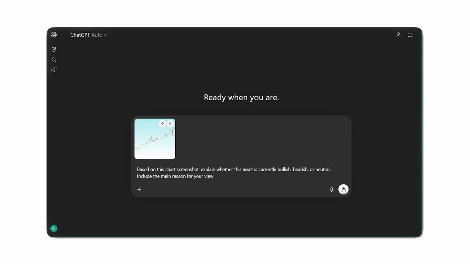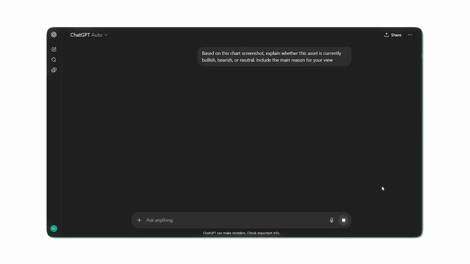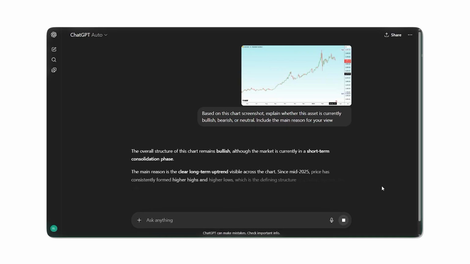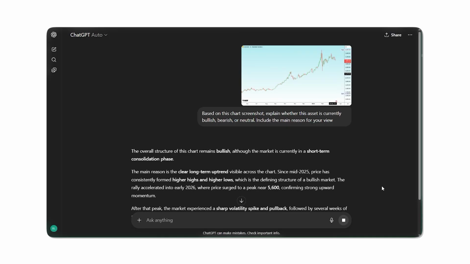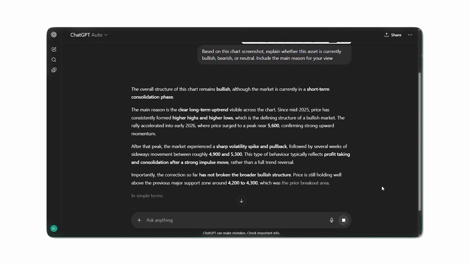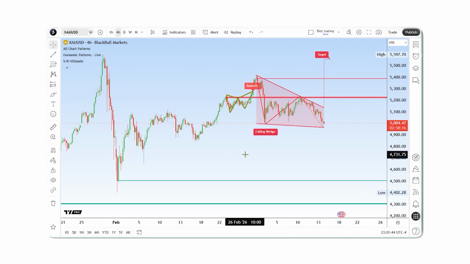For example, you could ask, based on this chart screenshot, explain whether this asset is currently bullish, bearish, or neutral. Include the main reason for your view. Similarly, you can also ask the AI to analyze your own setup in more detail.